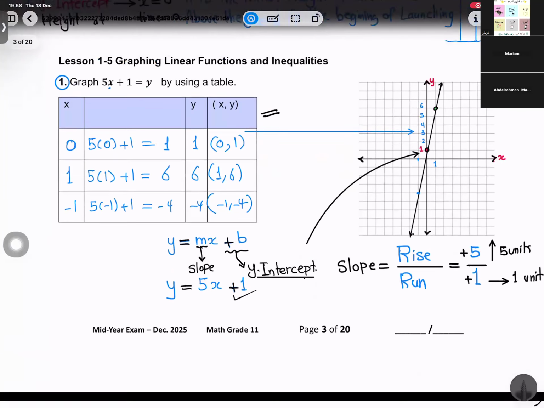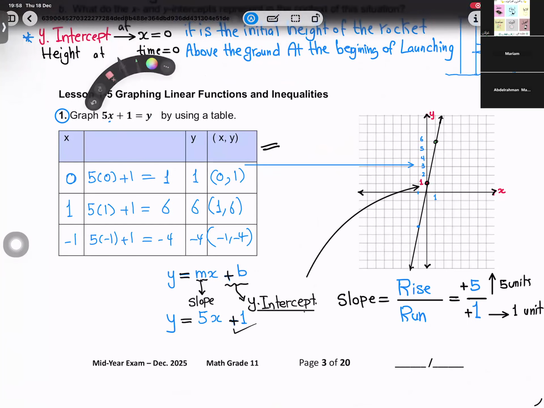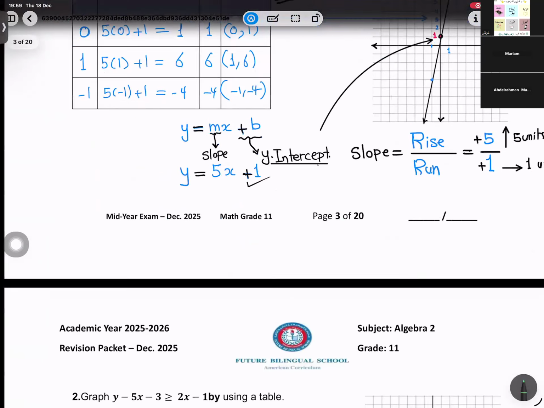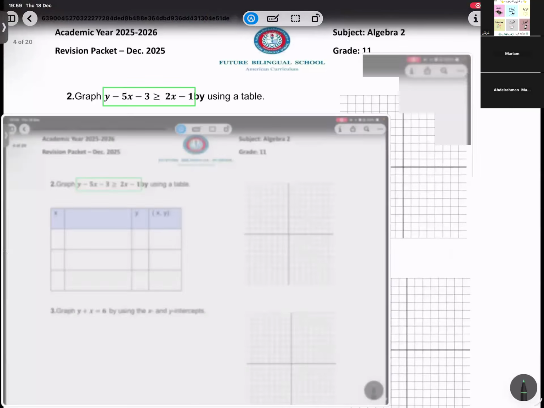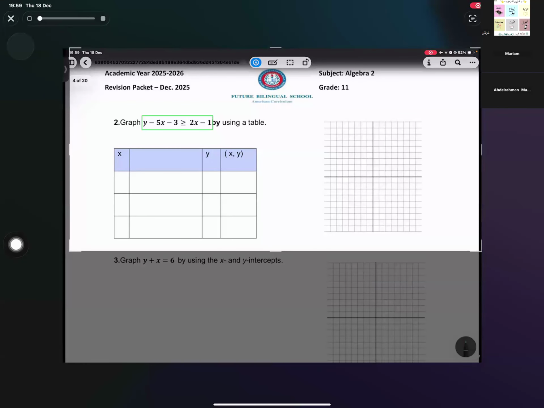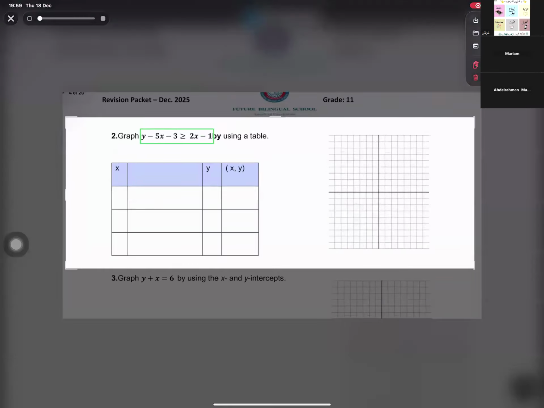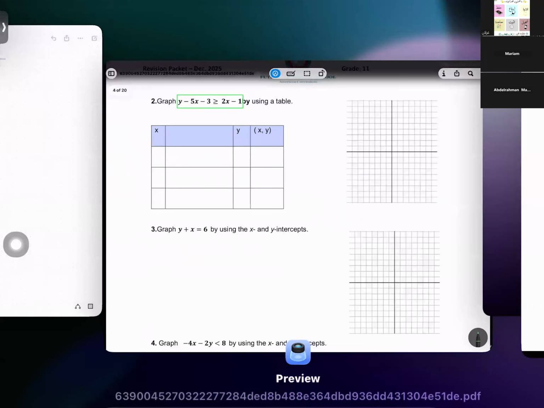Now we have graphed an equation or function. It's very easy, you are just graphing a line only. Now we have an inequality. Let's see how to do the steps here. First of all, we can use the table easily. But before doing the table, I want you to use the slope intercept form first. It will be much easier, inshallah.